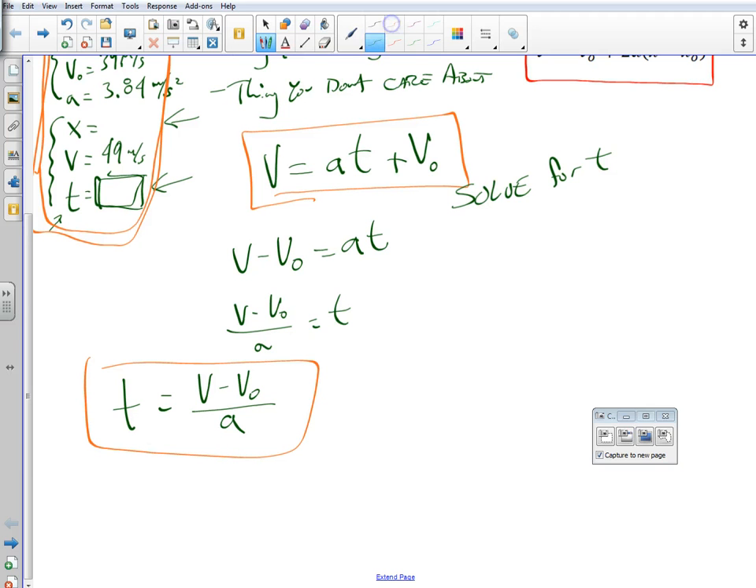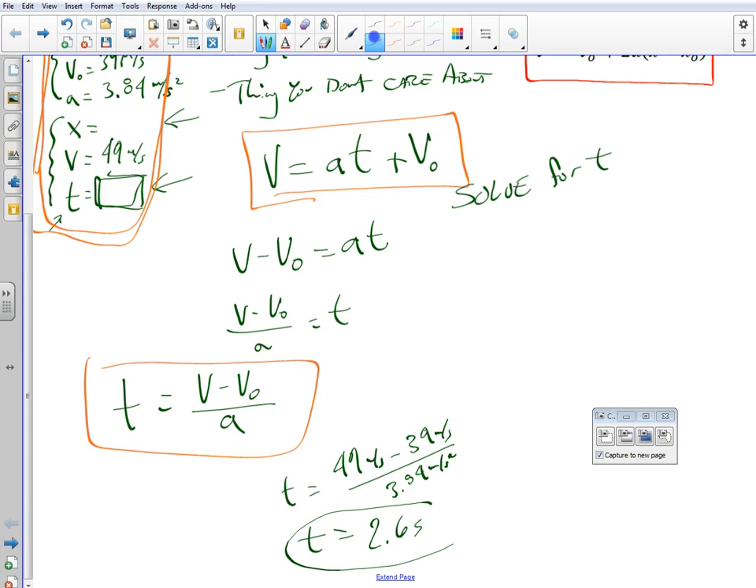Then, lastly, and probably least importantly, is plugging in to get your answer. So t equals my final velocity, which is 49 meters per second, minus my initial, which is 39 meters per second, divided by my acceleration, which is 3.84 meters per second squared. And let's see, 49 minus 39 is 10, divided by 3.84, 2.6. So the time it takes to do that is 2.6 seconds. Check.